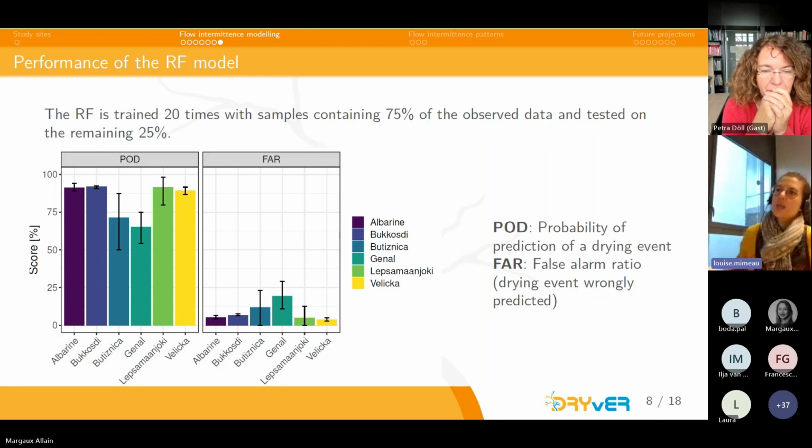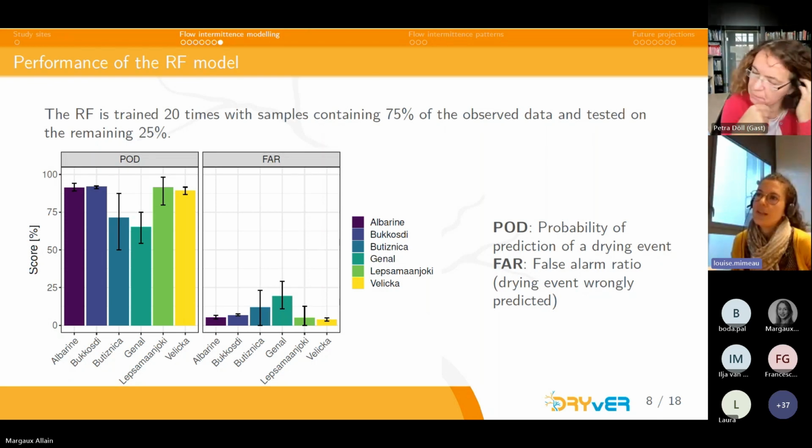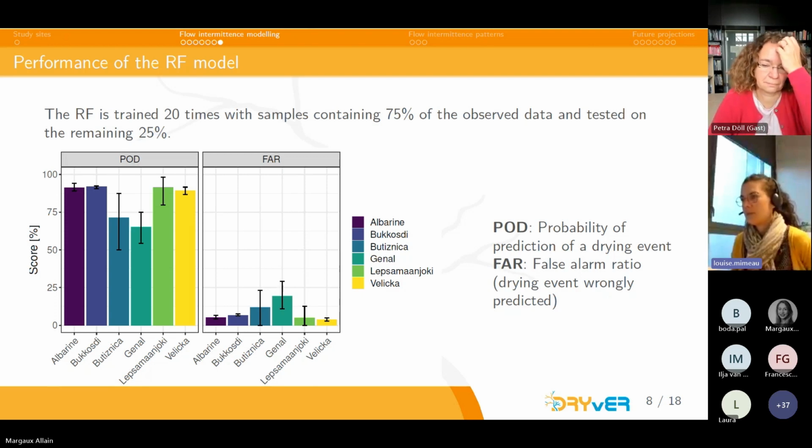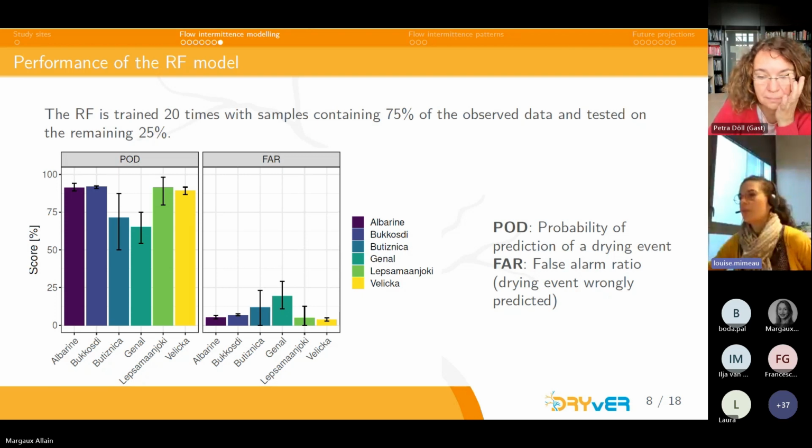And so you can see that on the left side of the graph, for the probability of prediction, we have 4 of the 6 study catchments that have a probability of prediction that is higher than 90%. And for the false alarm ratio, these 4 catchments have a false alarm ratio that is around 5%, which means that on average 5% of the days are simulated as dry, whereas they were actually flowing.